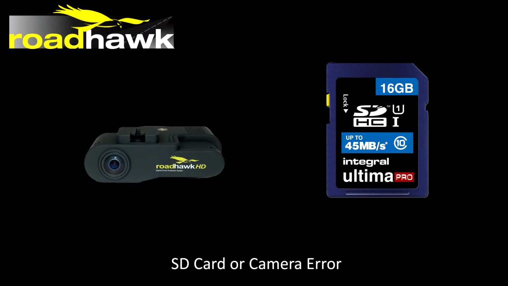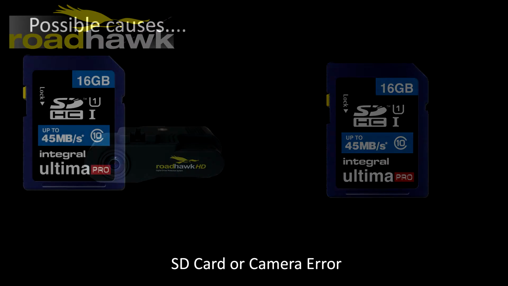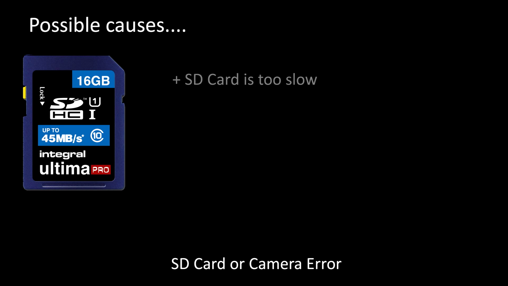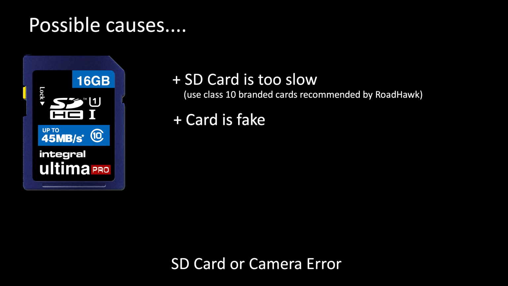If you hear this warning from your camera, "SD card or camera error, please check," 99% of the time that means there is a problem with your SD card. Possible causes for this might be the SD card is too slow. Use only Class 10 branded cards and use cards that we recommend only. There are a lot of fake cards going around. Try to avoid buying cheap cards from auction sites.